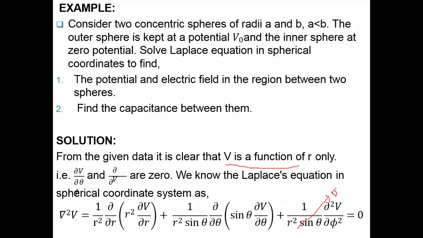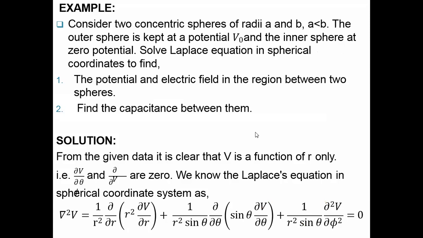Of course, del V upon del phi is 0, so this term will go to 0. Here again, del V upon del theta is 0, so this term goes to 0, and 0 multiplied by anything is 0. So this entire term will go to 0. Now I am left with only this much.